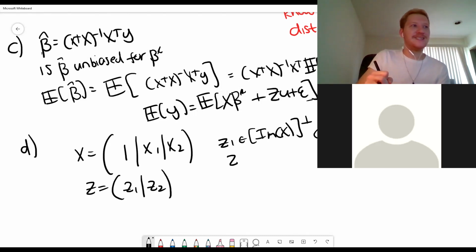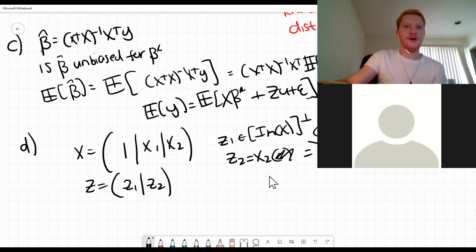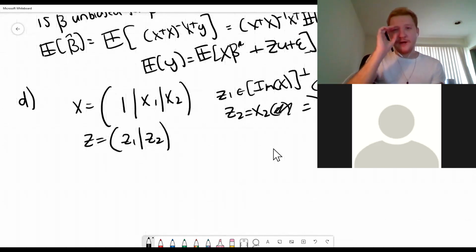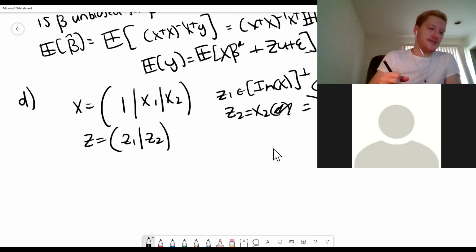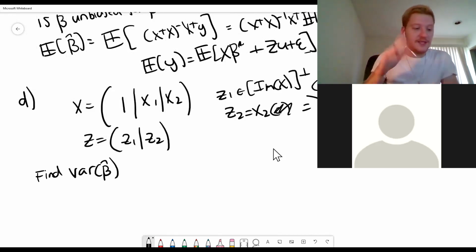And then they also say that Z2 is equal to X2. So this implies that Z2 is in the image of X. Okay, so we have those two facts. And then they say, find an expression for the covariance matrix of beta hat. So they say, okay, find the variance of beta hat in this case.